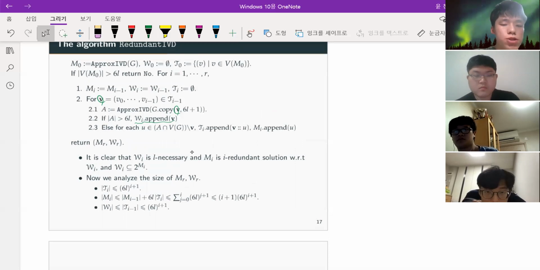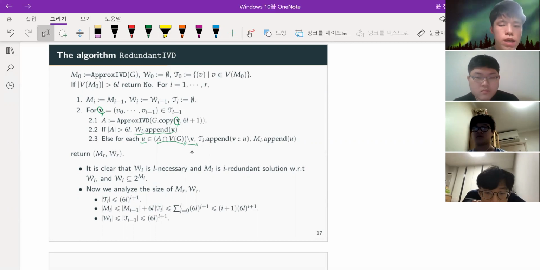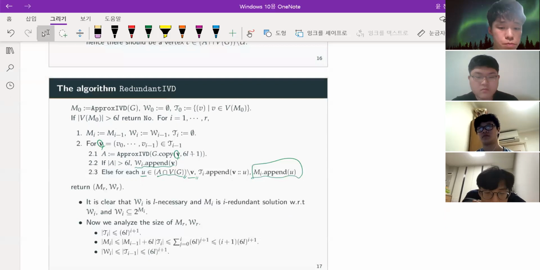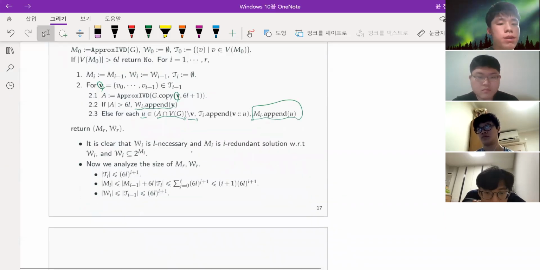Else, for each vertex U with vertices A on the graph G, excluding V, which gives a redundancy about V, we append all the U's to MI. Then it is clear that WI is L necessary, and MI is I redundant solution with respect to WI.